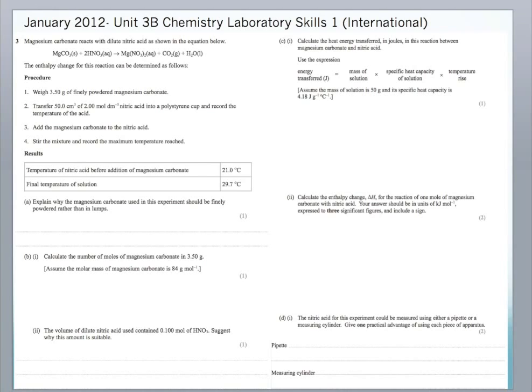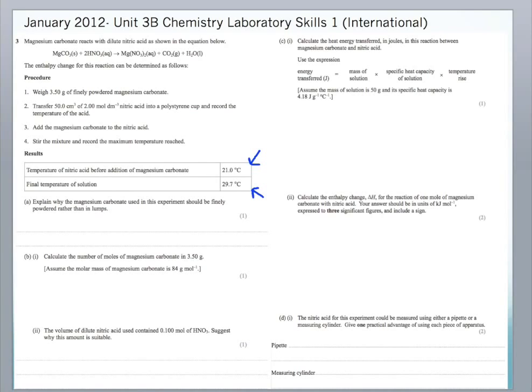Then we have a table of the results. We have the initial temperature, which is 21 degrees, and then the final temperature is 29.7. So we have a rise in temperature. Question A is asking us to explain why the magnesium carbonate used should be finely powdered rather than in lumps. The answer is so that the reaction is faster, to increase the rate of the reaction, so there is less time for cooling. This is what you have to put for that.